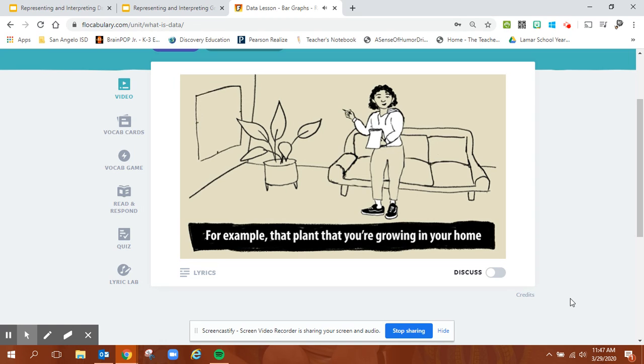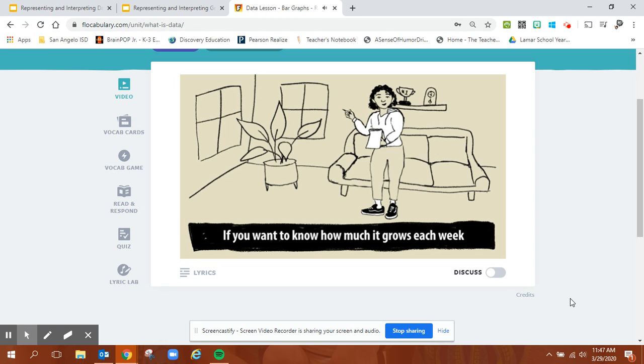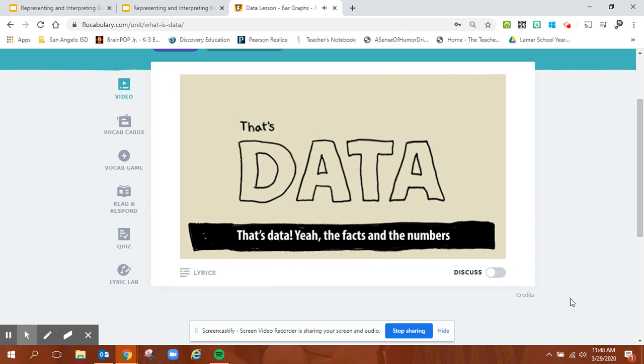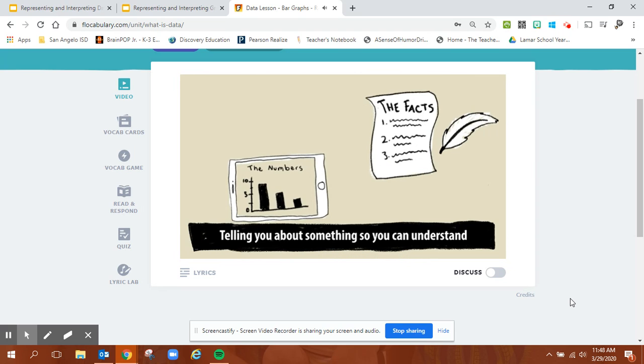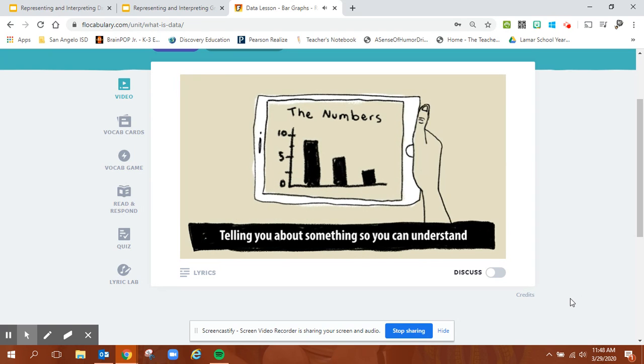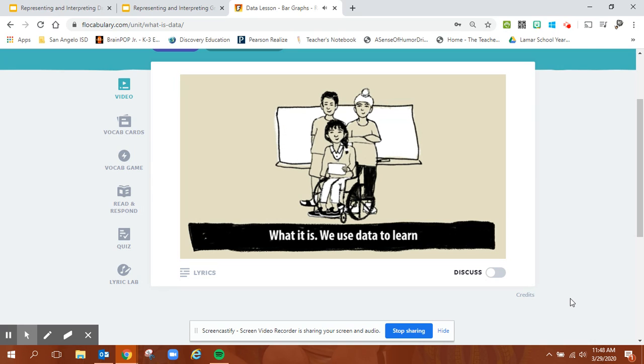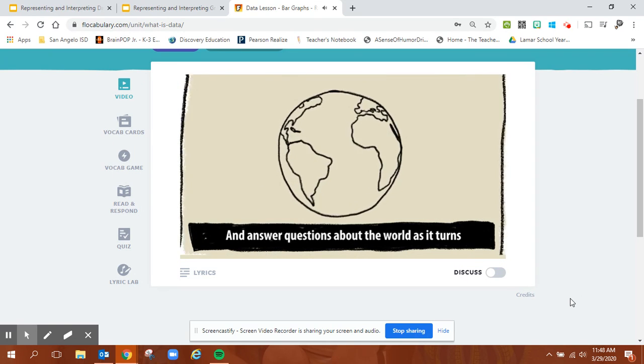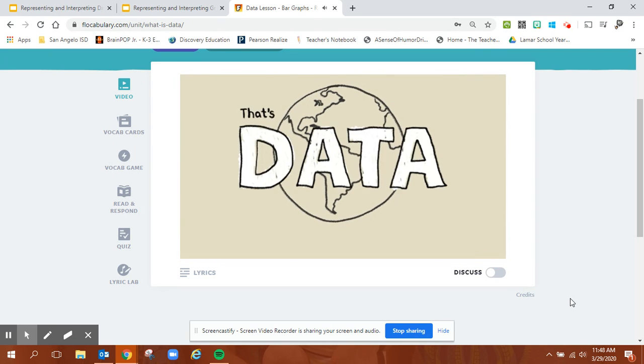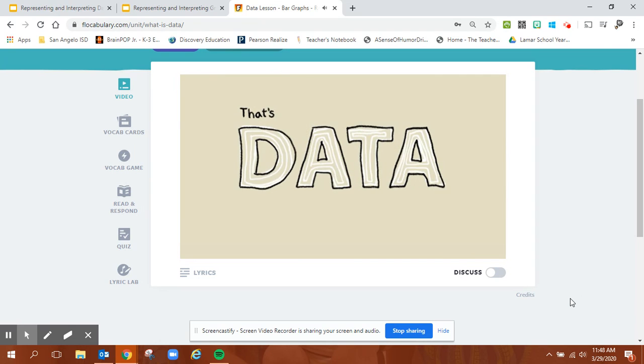For example, that plant that you're growing in your home, if you want to know how much it grows each week, take a ruler and measure it, record and repeat. That's data. Yeah, the facts and the numbers telling you about something so you can understand what it is. We use data to learn and answer questions about the world as it turns. That's data.